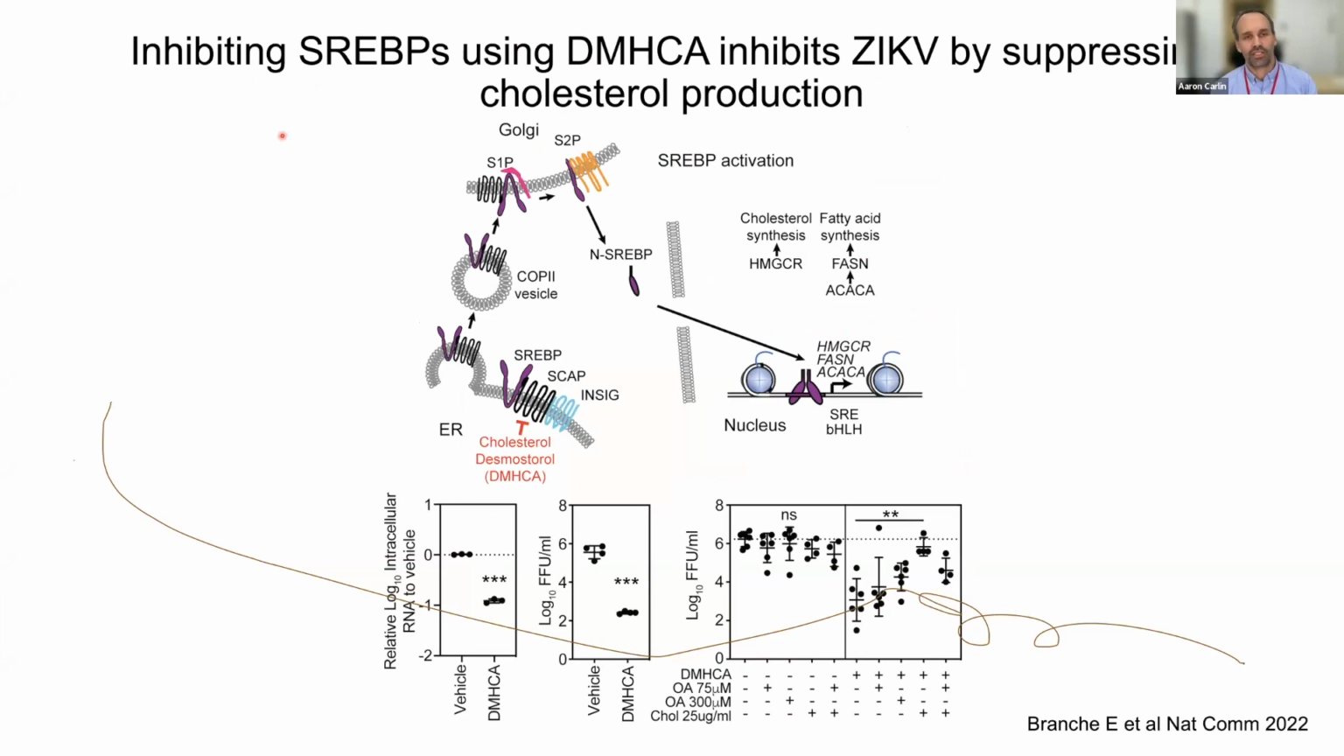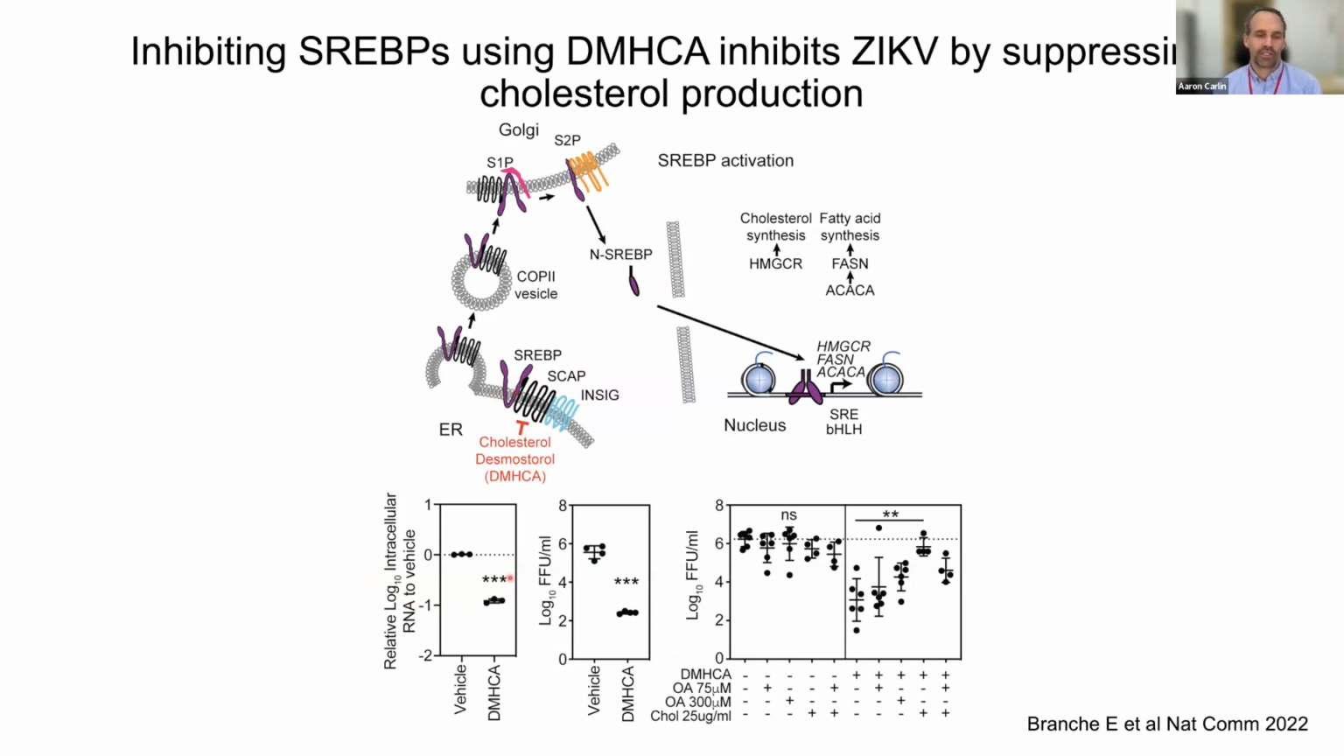So basically that showed us that SREBPs were likely responsible for this lipid production, but was this important for viral infection? And so we took advantage of the fact that during normal cellular response, cholesterol or desmosterol can basically feed back from the production of lipids to inhibit the activation of SREBPs. And so we used a synthetic mimetic of desmosterol called DMHCA that can similarly trap SREBPs in the ER and block SREBP activation.